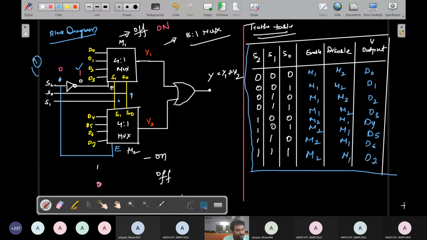Tomorrow I'll explain demultiplexers. Understand everybody, please note, because it's very, very important. So please note everybody.